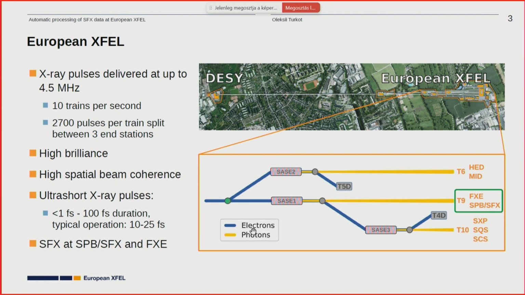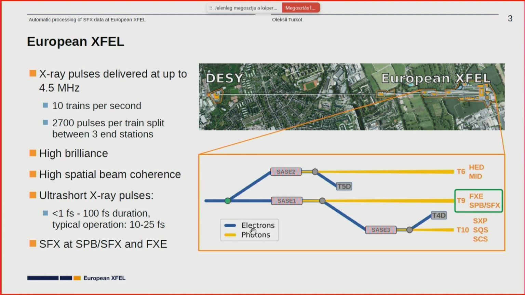As many of you know, European XFEL is a free electron laser in Hamburg, Germany, and it delivers X-ray pulses at 4.5 MHz repetition rate. They come in 10 trains per second with 2,700 pulses per train, which are split between 3 end stations. It has high brilliance and high spatial beam coherence, and we deliver ultra-short X-ray pulses from a few hundred attoseconds to 100 femtoseconds; during typical operation it's between 10 and 25 femtoseconds.